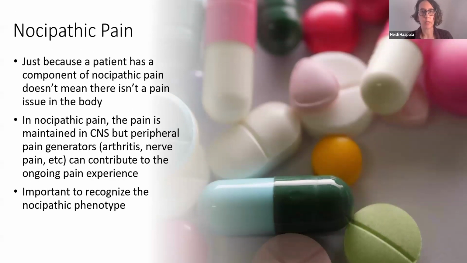And the one thing that's really important, if you think back to the diagram of the 3 overlapping circles, is that just because somebody has a component of nocipathic pain doesn't mean that there isn't a pain issue in the body, that there's some other musculoskeletal or neurologic problem also. So we can have this overlap. In nocipathic pain, the pain is maintained in the central nervous system, but the peripheral pain generators, something like arthritis or nerve pain, can contribute to the ongoing pain. So they sort of feed on one another. It's really important to recognize or understand that there are other types of pain present because we treat it differently.